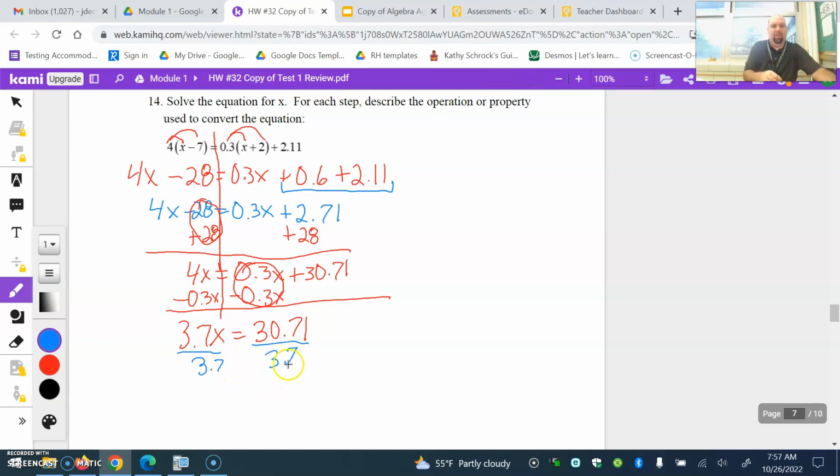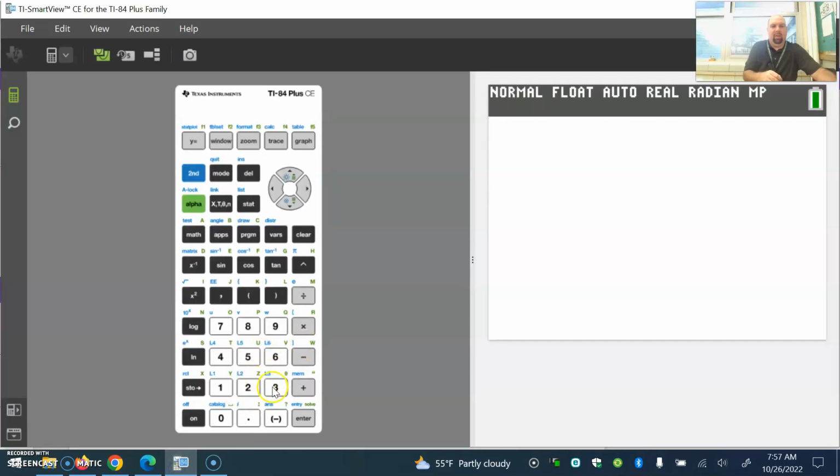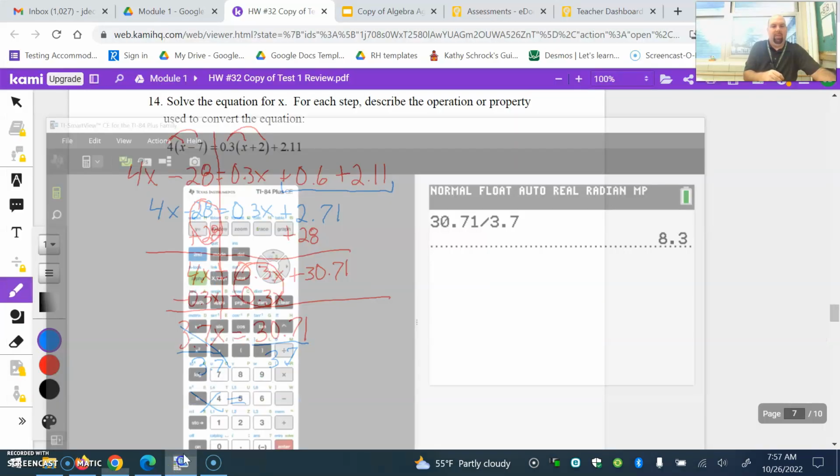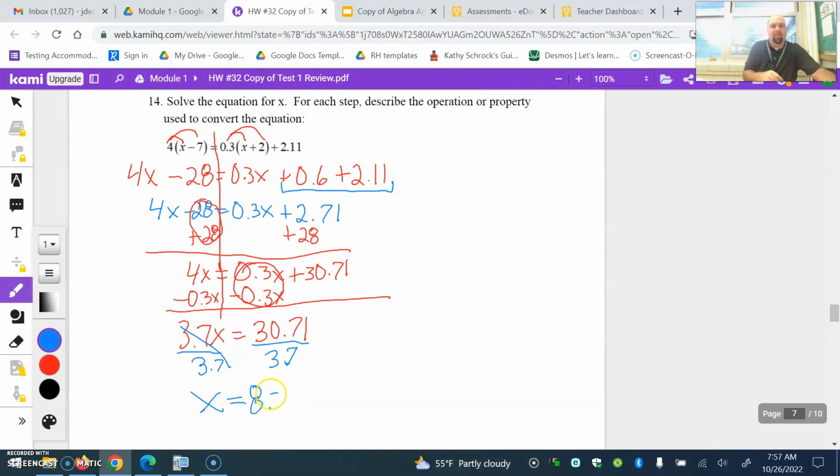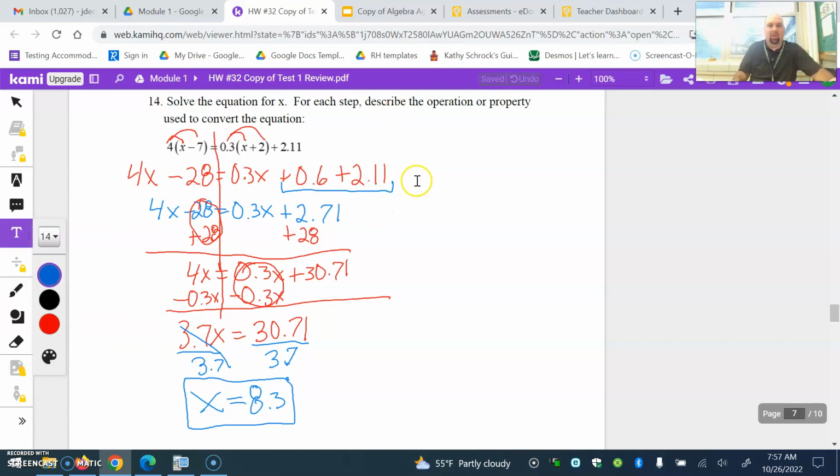Divide both sides by 3.7, and you will get x is equal to, let's pull up the calculator here, 30.71 divided by 3.7 equals 8.3. So x equals 8.3. Now, the directions do not say that you need to do a check. Would not be a bad idea, though, for you to check it, especially if you have time. All right, so I'm going to pause the recording, and I'm going to quickly type in the steps that happened, and then we'll talk about it, and that'll be it for this video.